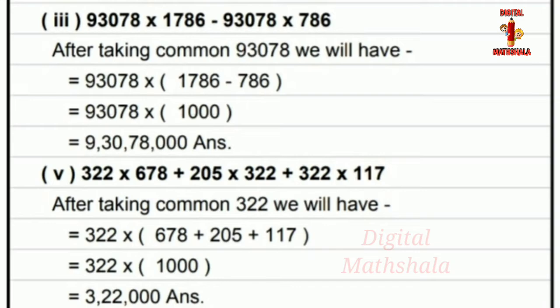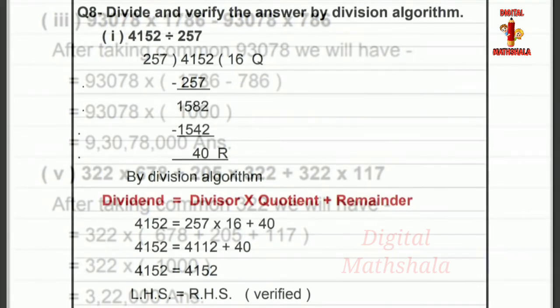Now when we see these 3 parts, we can easily observe that 322 is the common number. It is given in all these parts. So we can take it common, and in the bracket what will remain? 678 plus 205 and 117. When we add these, we will get 1000. When we multiply 322 by 1000, then the answer will come 3,22,000. That is the required answer.